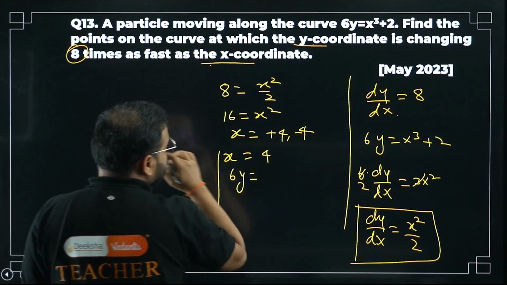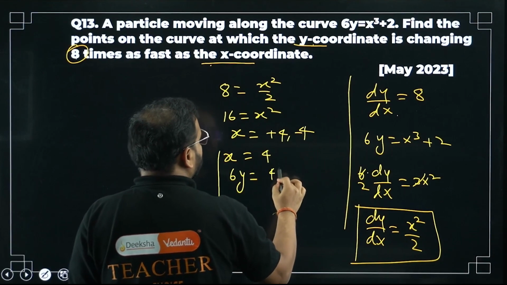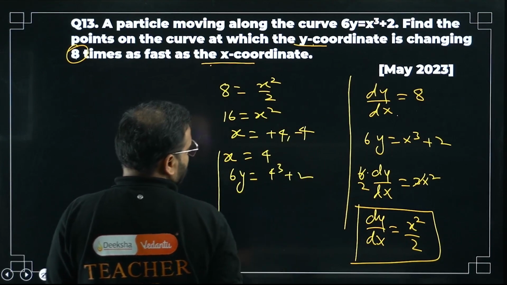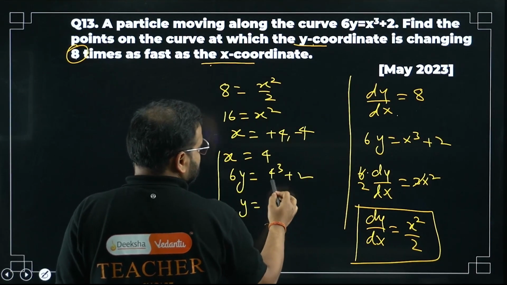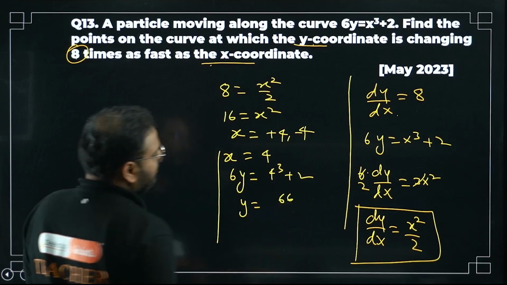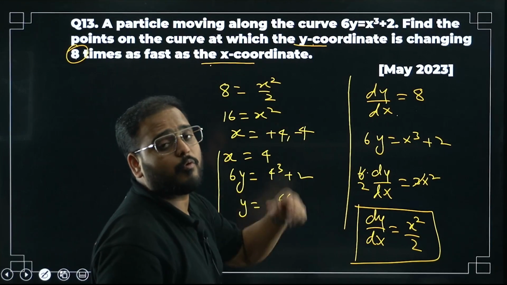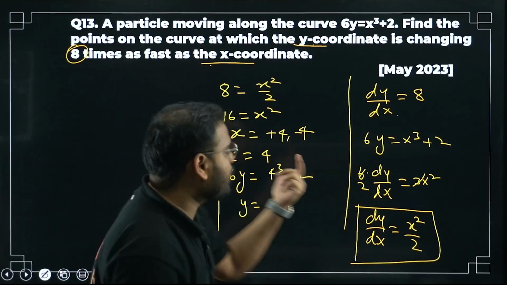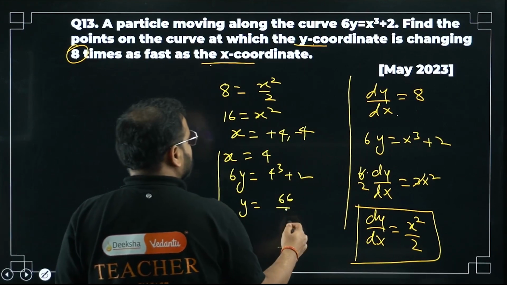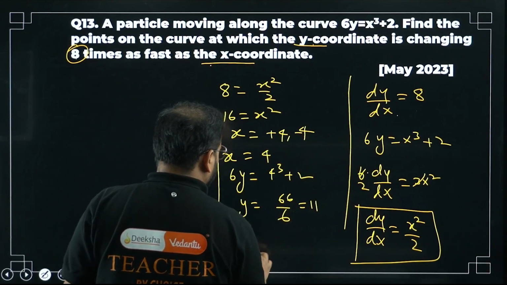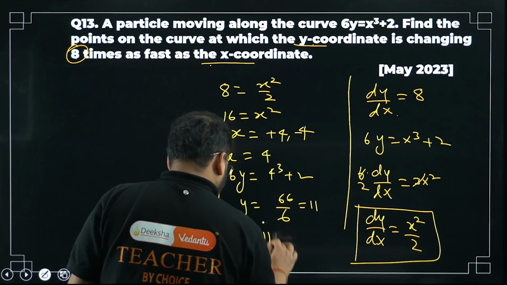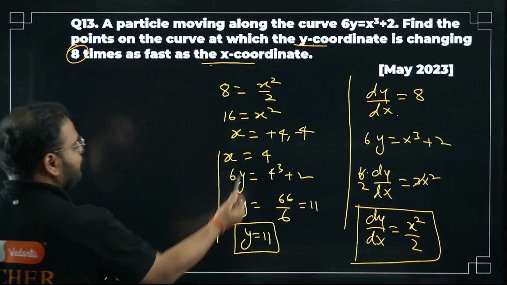6y equals 4 cube plus 2. So y equals 64 plus 2, which is 66. 4 cube is what, sir? 4 square is 16. 4 cube is 64, plus 2 is 66. Divide by 6, getting the answer as 11. Y is coming as 11. What's the coordinate then? 4, 11.